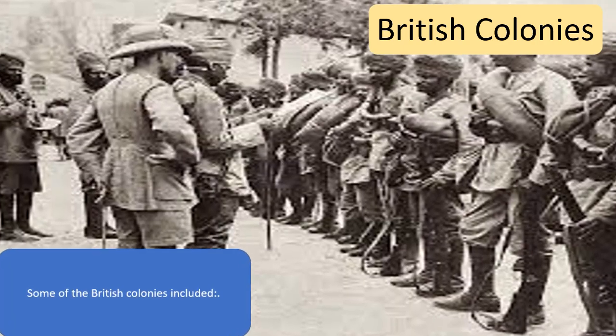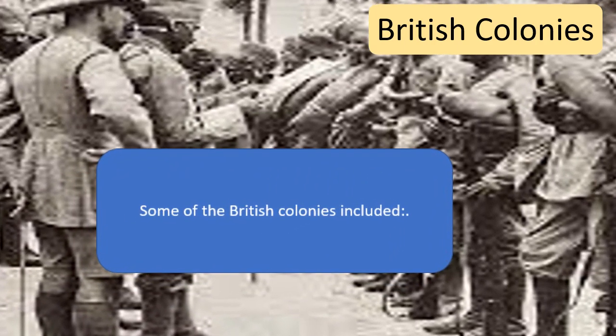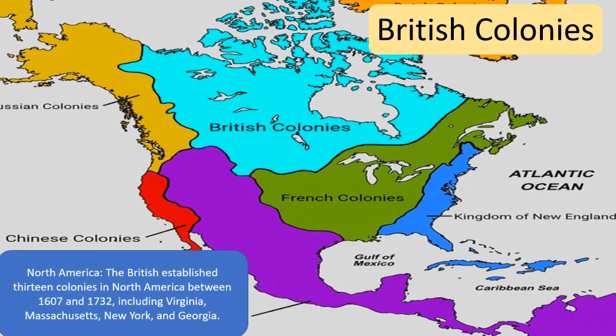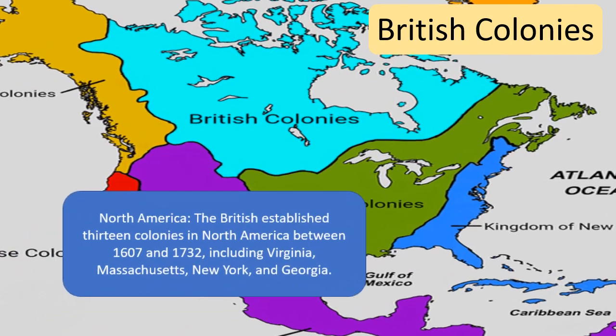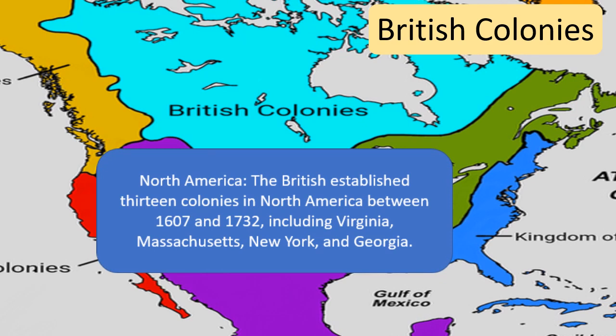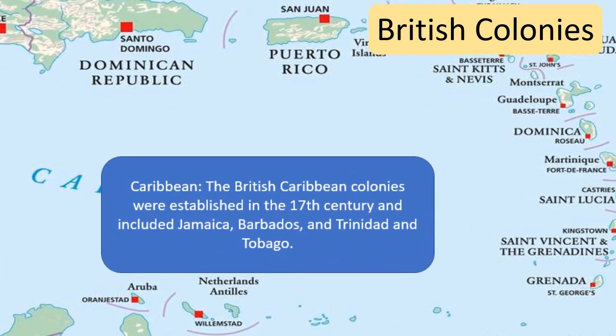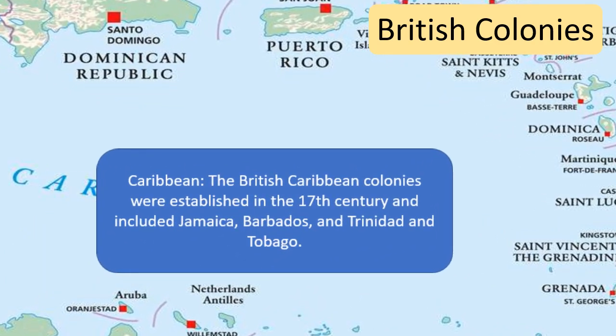Some of the British colonies included North America. The British established 13 colonies in North America between 1607 and 1732, including Virginia, Massachusetts, New York, and Georgia. Caribbean. The British Caribbean colonies were established in the 17th century and included Jamaica, Barbados, and Trinidad and Tobago.